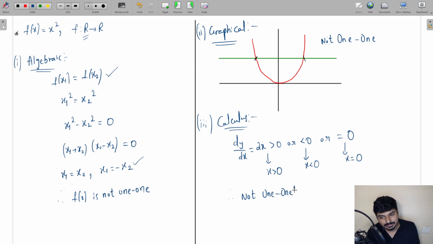So I hope this question is clear for everyone. Through this question, this concept should be clear: how to check whether a given function is one-one or not. You can apply the algebraic method, the graphical method, or the calculus method. If you ask me personally, the graphical method and the calculus method are more useful, as they take less time compared with the algebraic method. So that is the concept of one-one function.